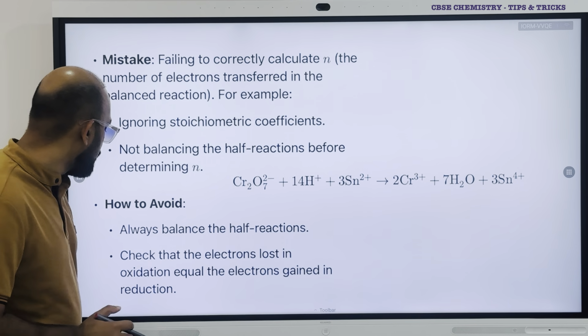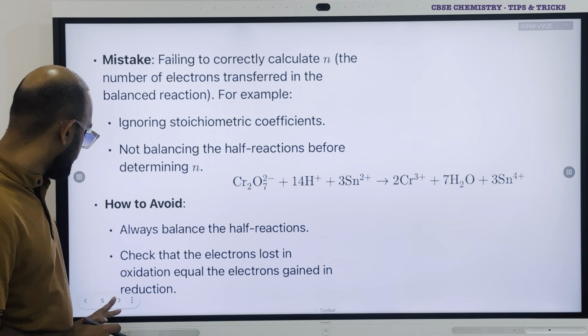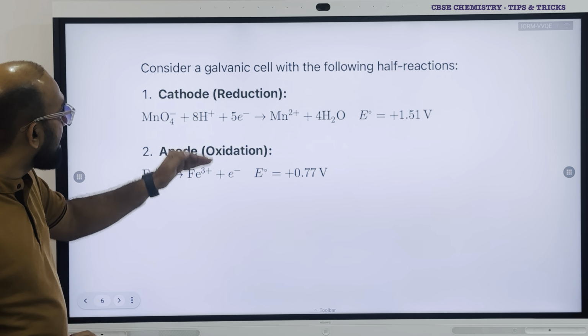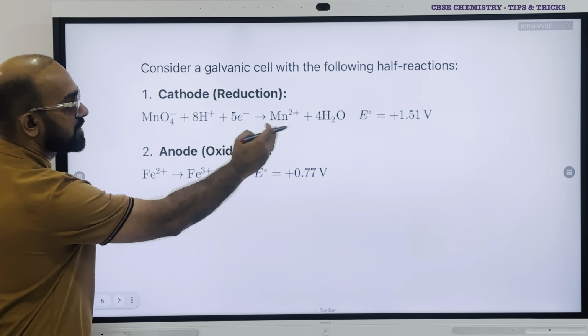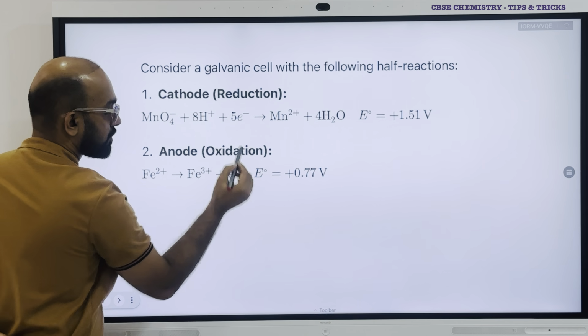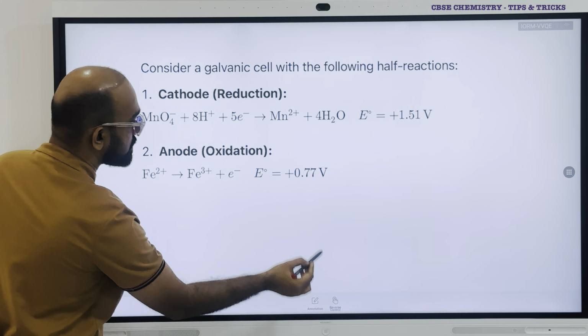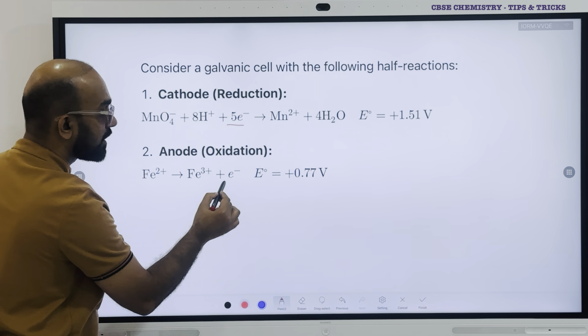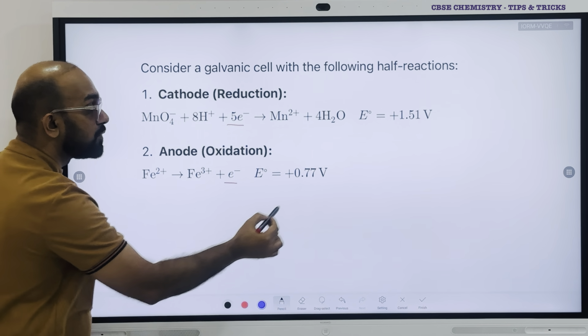Okay, see, I will give you an example. Listen. See, they have given the cathode reaction, reduction is given, oxidation is given. Now, if you check here, how many electrons are there? You can see 5 electrons, right? 5 electrons here. Here only what? 1 electron.